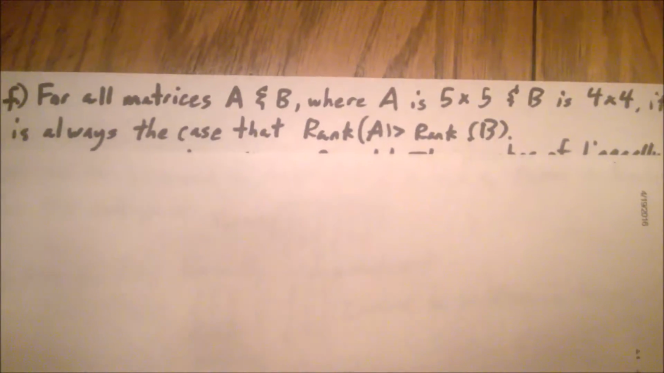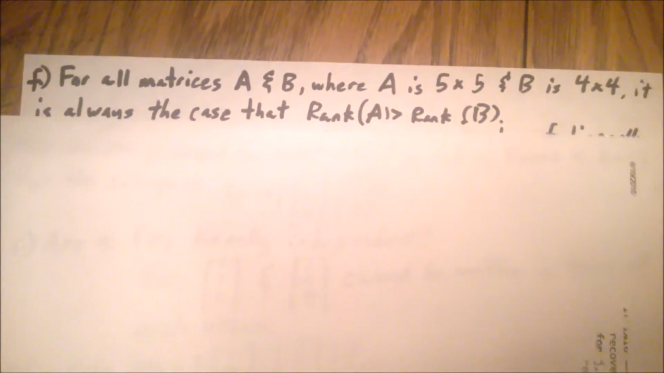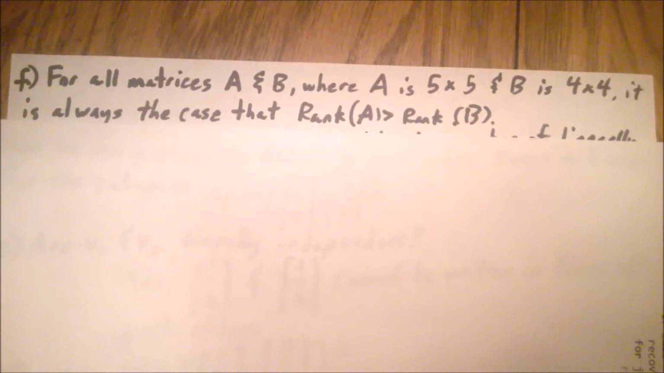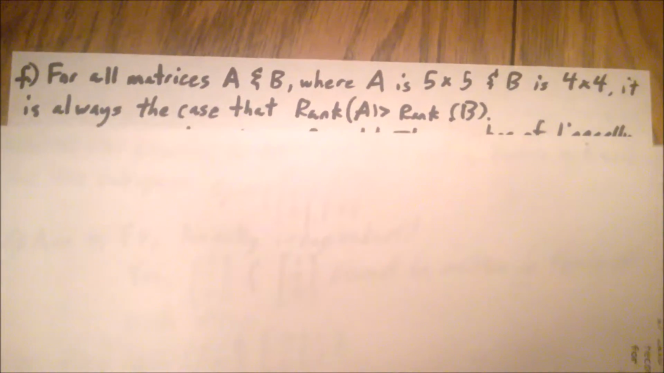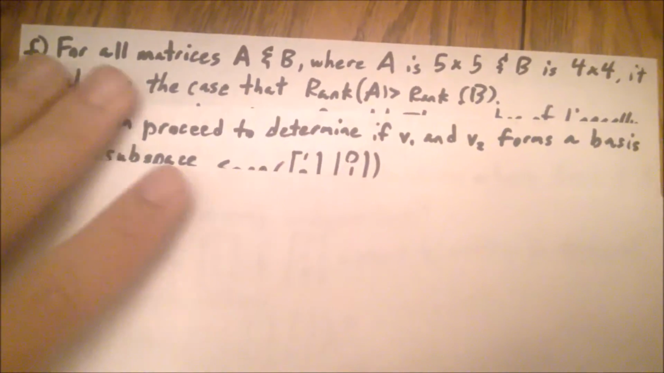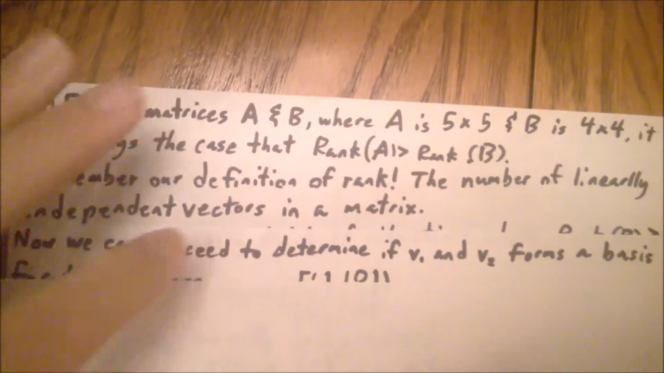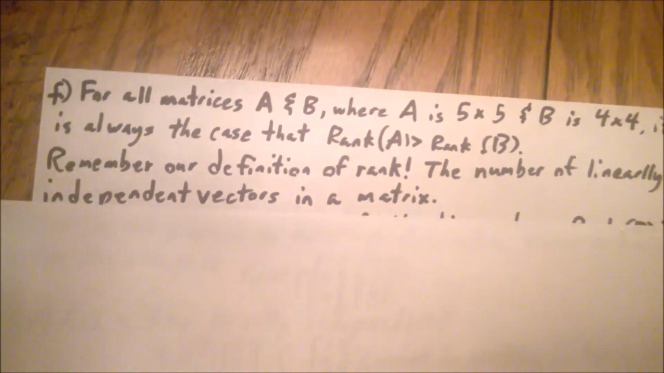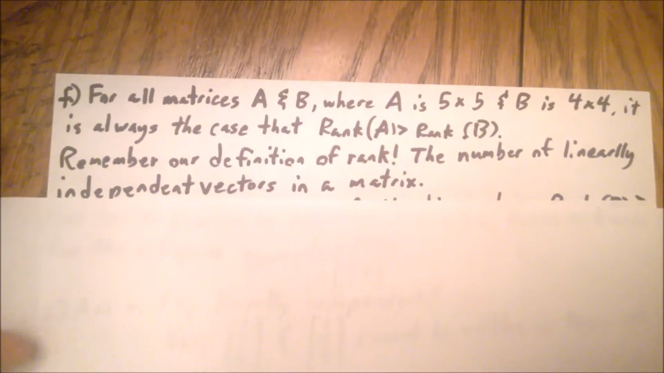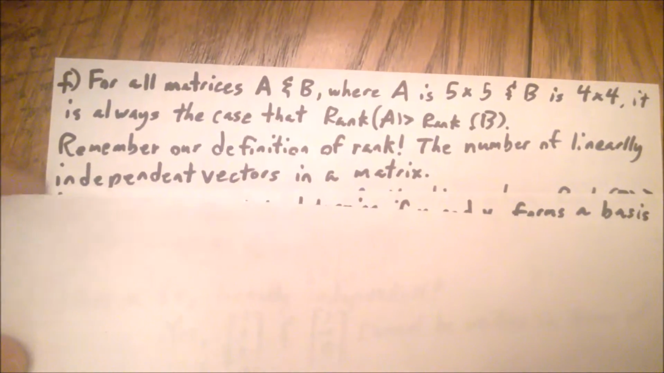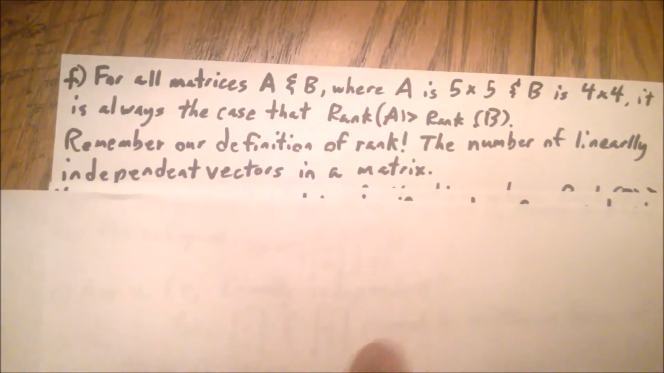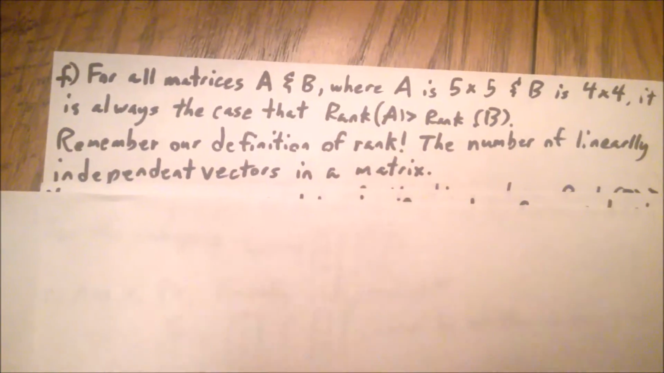So, for all matrices A and B, where A is 5 by 5 and B is 4 by 4, it is always the case that the rank of A is equal to the rank of B. Now, remember from problem 4 what our definition is of rank. Remember, the definition of rank is the number of linearly independent vectors in a matrix. Now, with this in mind, you can think of a lot of different examples where you can have more linearly dependent vectors in A than in B.